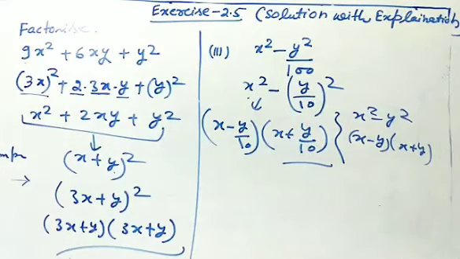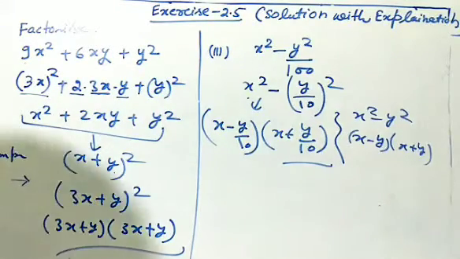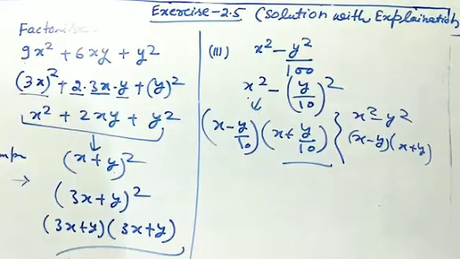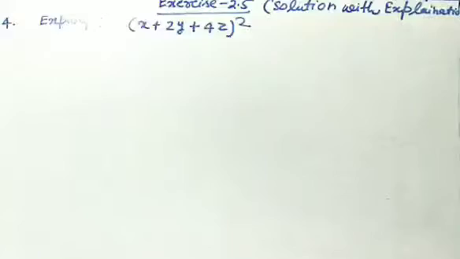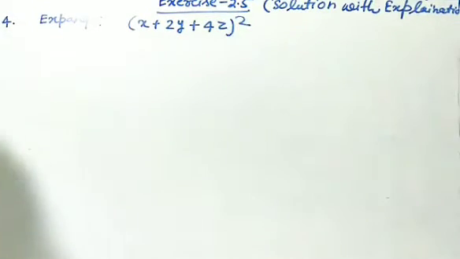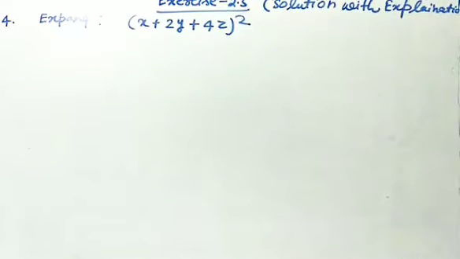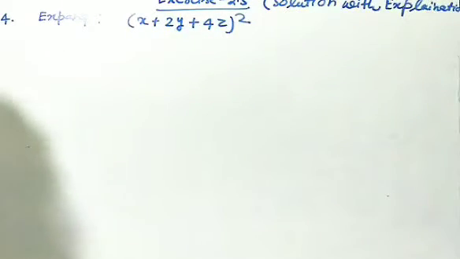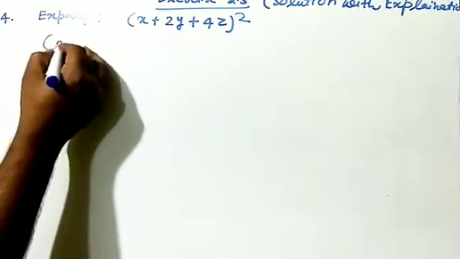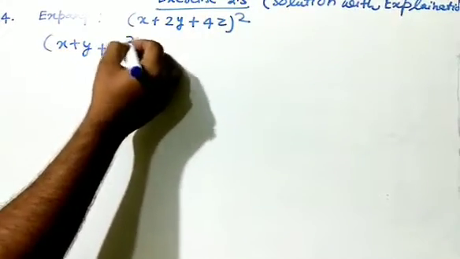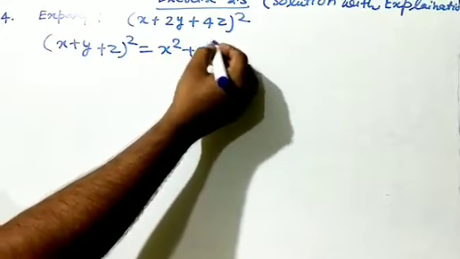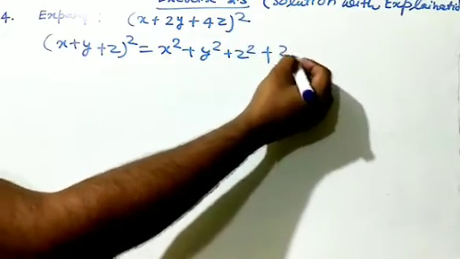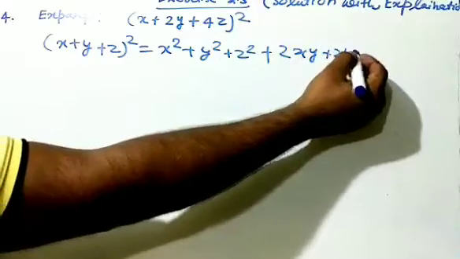When you follow the identities, you will get the right answer. Okay, come to the next question. The next question is, you have to expand (x plus 2y plus 4z) whole square. Which identity do we have to use here? It is very clear. (x plus y plus z) whole square equals x square plus y square plus z square plus 2xy plus 2yz plus 2zx.